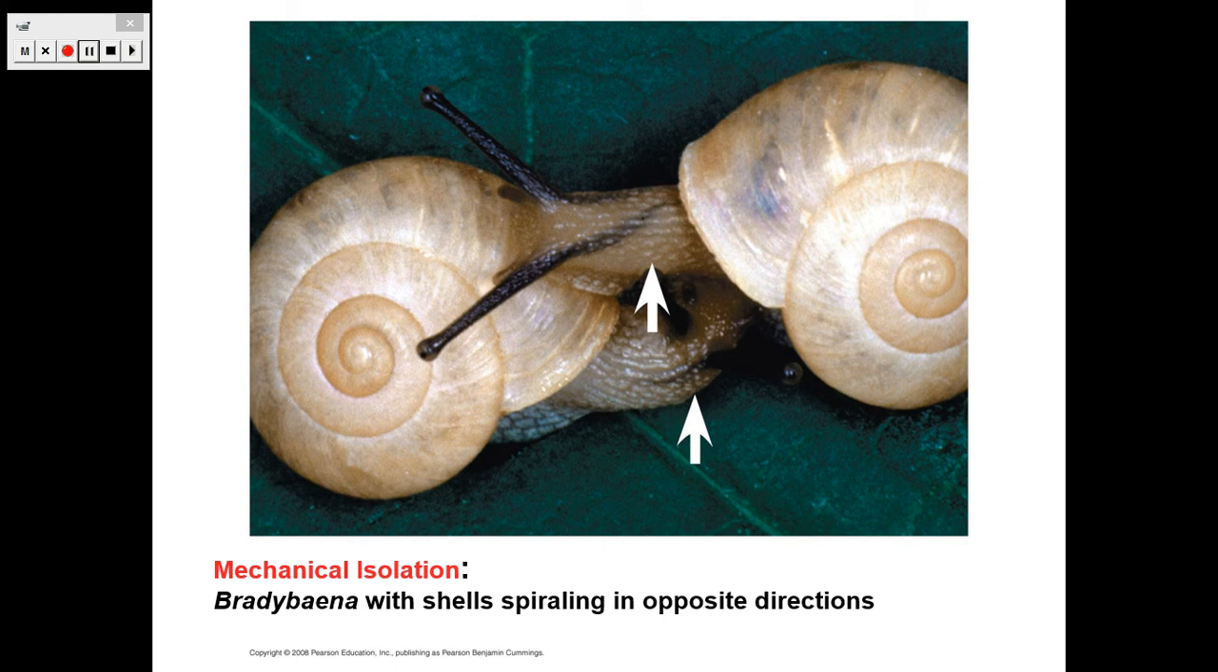And then the physical isolation, or the mechanical isolation: shells on snails can spiral in a certain direction, and if they spiral in the opposite direction, then they're not able to mate. They just physically can't work. The genitals don't combine properly. Okay, so even if they try, it's not going to work out.